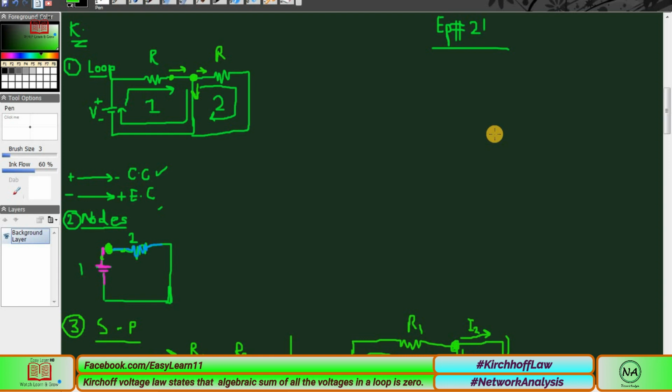Now moving towards our most important portion, and that is starting about Kirchhoff's voltage law. Remember, there are two laws, Kirchhoff's voltage law and Kirchhoff's current law. So Kirchhoff's voltage law states that the algebraic sum of all branch voltages. So here the word used is branch voltage.